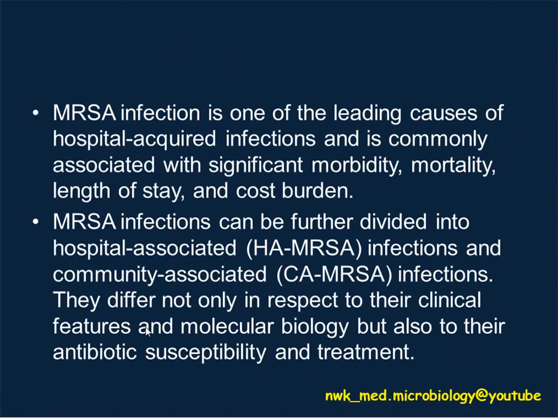How this bacteria MRSA can acquire the resistance, we will talk about later on. However, MRSA can be divided into two types: hospital-associated or community-associated. Hospital-associated means the patient gets this MRSA while staying in hospital, while community-associated is the one found outside the hospital.